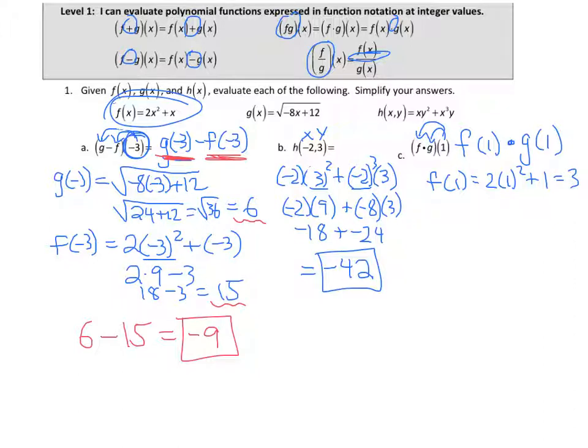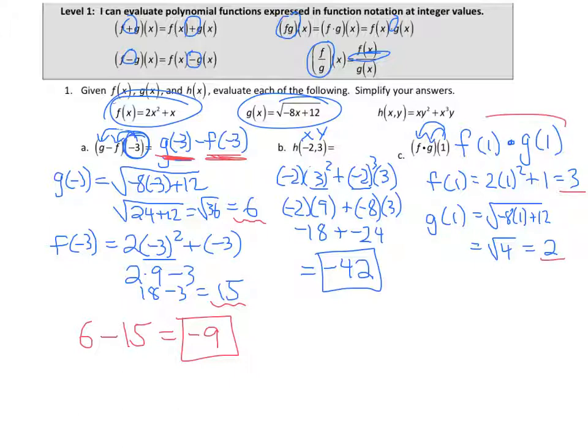And then I find g of 1. I plug 1 into g of x, and we get the square root of negative 8 times 1 plus 12, which is the square root of 4, and that's 2. So then my two answers were 3 and 2, and now I'm going to multiply them together. 3 times 2, and my final answer is 6.